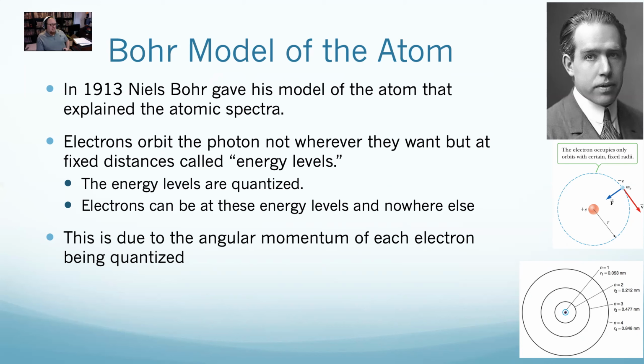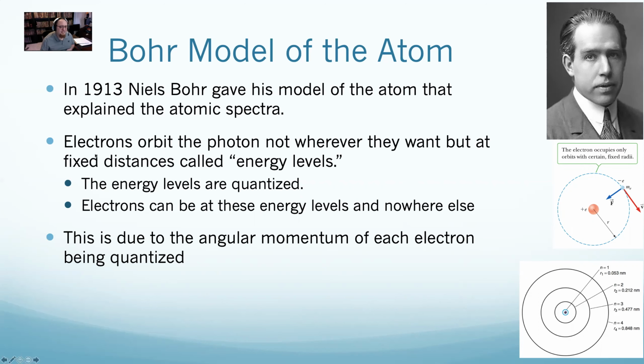The basis of it had to do with angular momentum. This gets into some very complicated physics that we're not going to get into. But just know, he said that the set radii could have a radius in hydrogen of 0.053 nanometers, or 0.212 nanometers, or 0.477 nanometers, but never in between those.